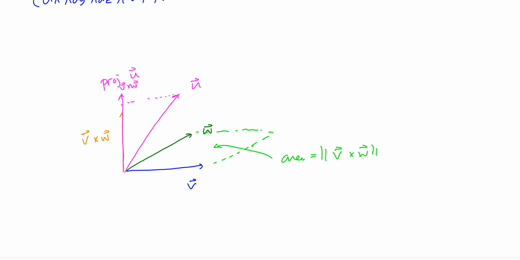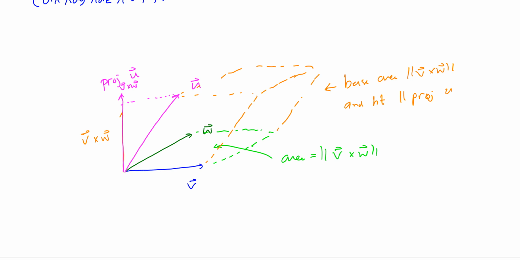And so if I construct a three-dimensional region now, this is called a parallelepiped. So this has base area magnitude of v cross w, and the height, well, that's going to be the magnitude of the projection of u onto v cross w.